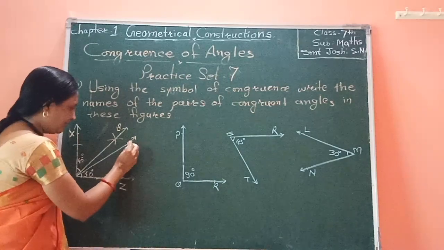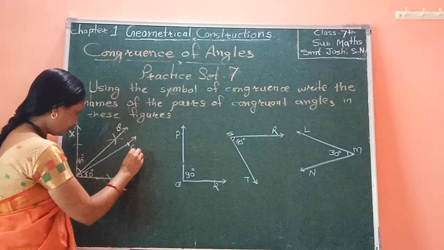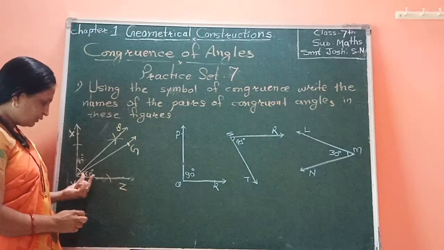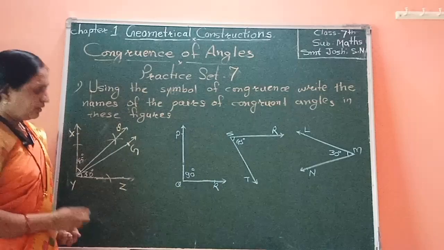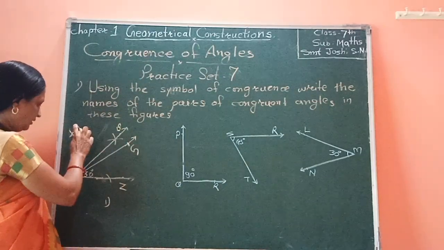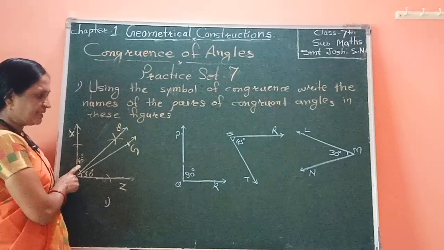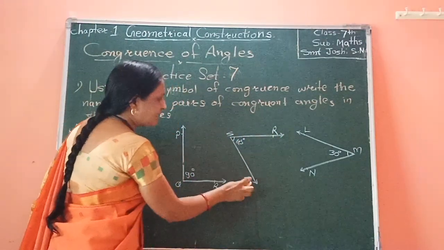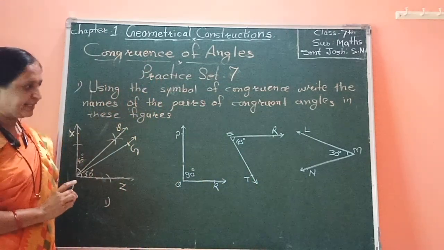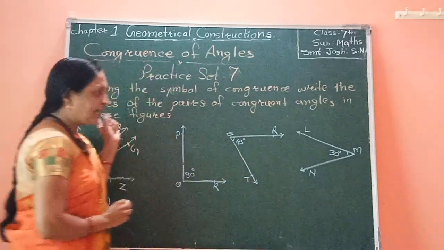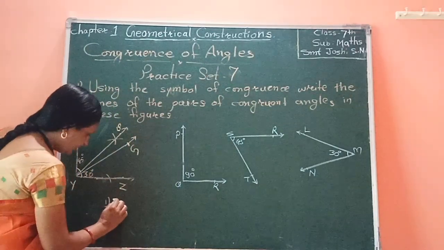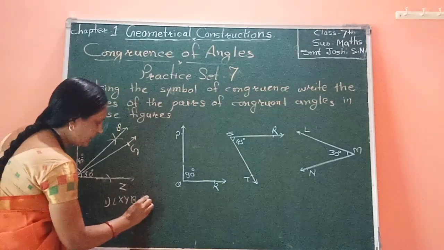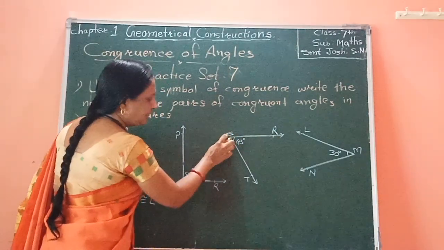In the given figure, angle XYZ equal to 30 degree. First pair is angle XYB, measure is 45 degree, and measure of RST also 45 degree, means these two angles are congruent. Angle XYB congruent angle RST.